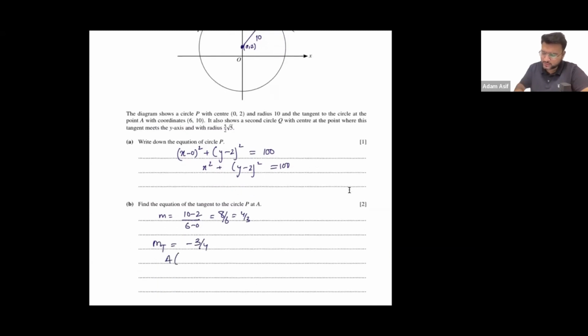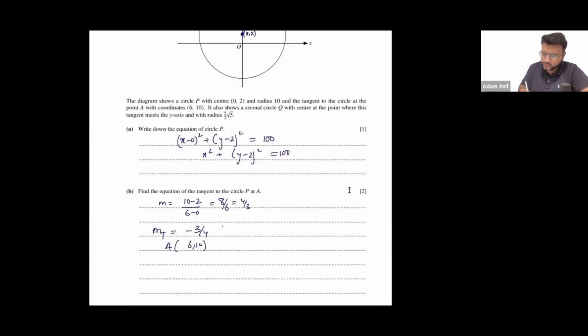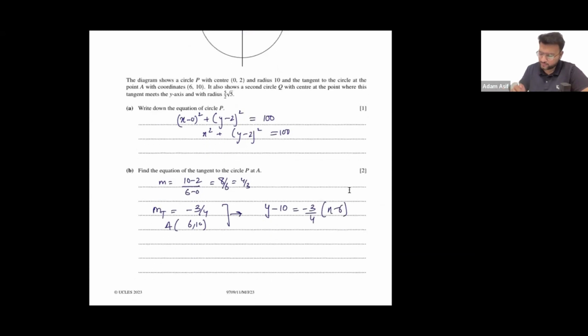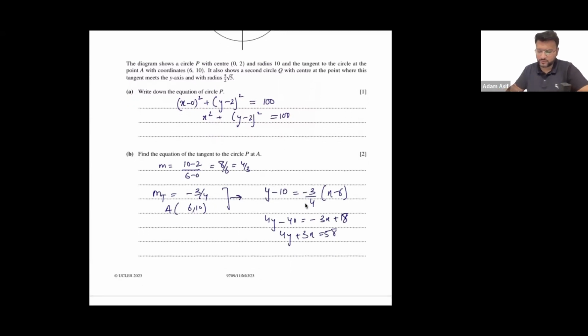And it passes through point A, whose coordinates are 6, 10. So y minus y1 equals m times x minus x1. Okay, now let's solve this. 4y minus 40 equals minus 3x plus 18. 4y plus 3x equals 40 plus 18. That shall be 58. Okay, that's the equation of the tangent.